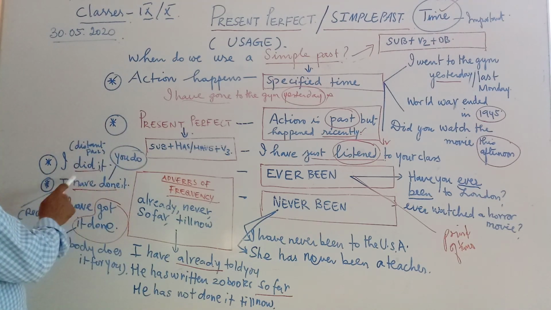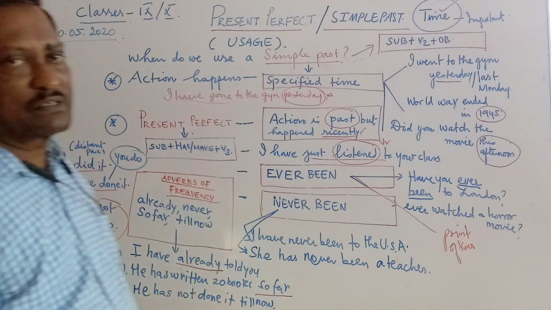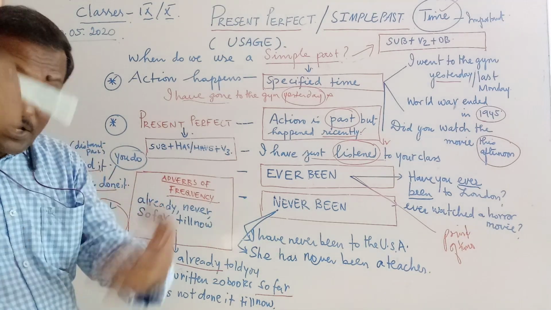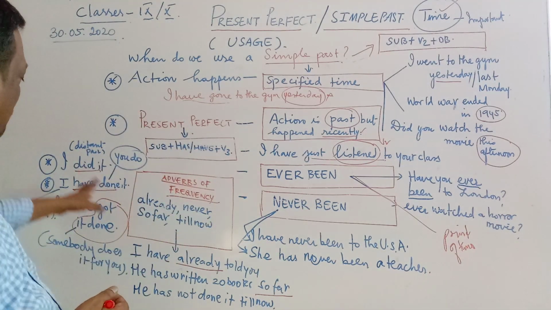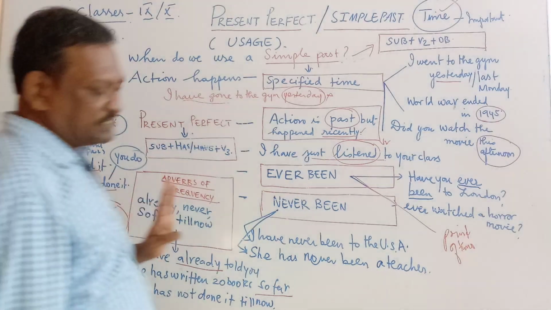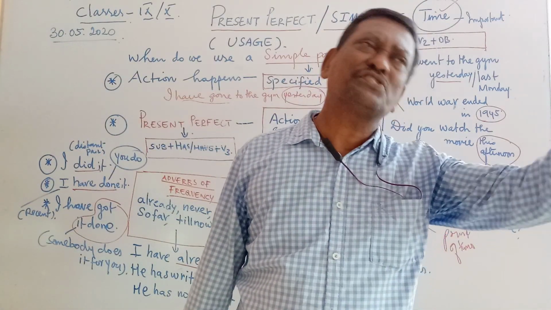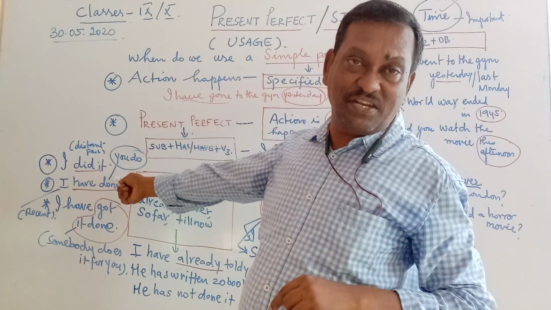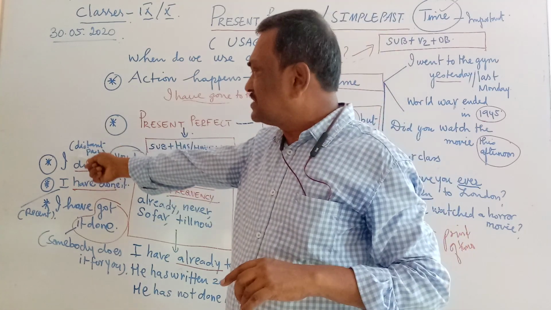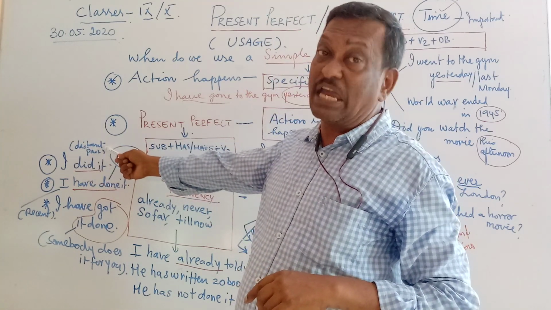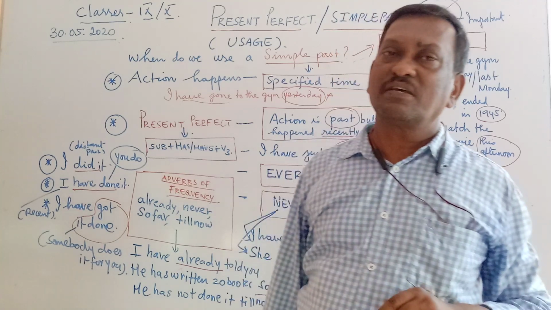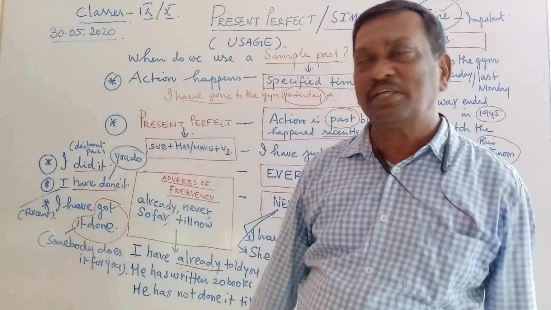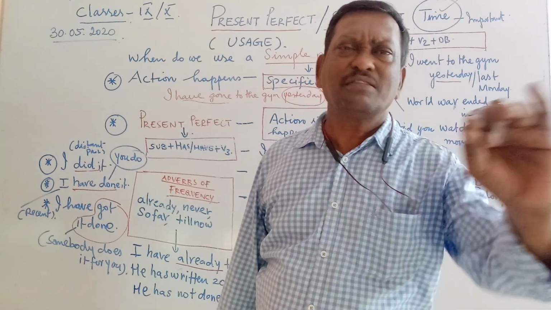I did it, I have done it. It is actually the same point which I have discussed just a while ago, but in order to recapitulate, I'm just bringing it again. I did it means I finished it. I finished the action. But the sentence doesn't tell you when you did it. So it is a distant past. I did it. I did that work, yes. But when? It's not mentioned. Time frequency is not there. But one thing is clear, the action is completed.